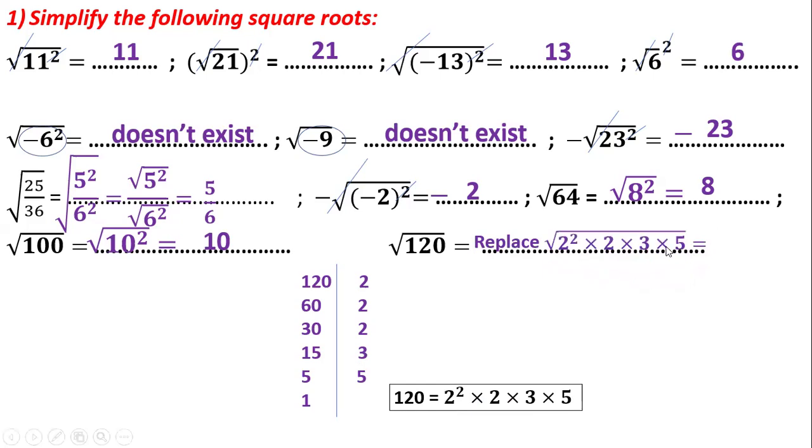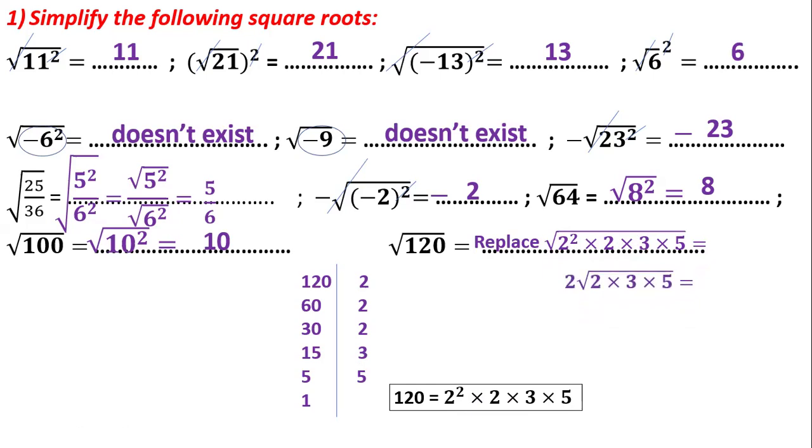The only number inside the radical which can come outside is 2 squared. The others have an exponent 1, so they stay inside the radical. 3 stays inside, and 5 stays inside. So 2 squared comes out as 2. So we write 2 radical 2 times 3 times 5.